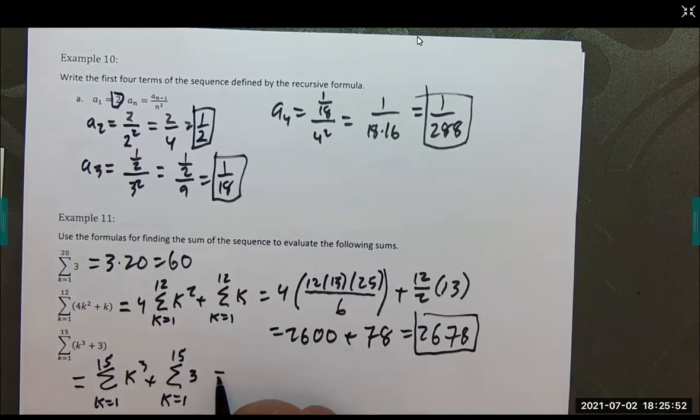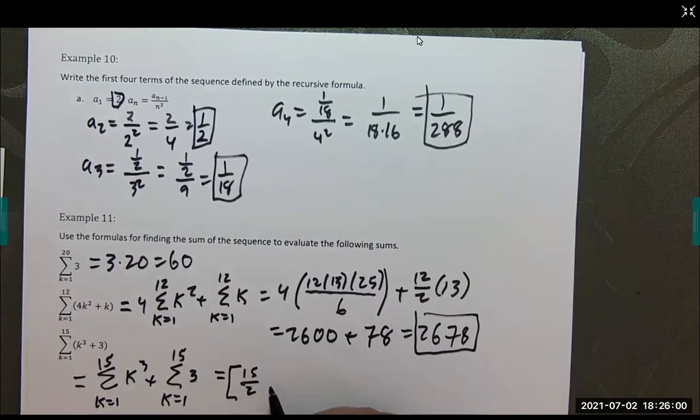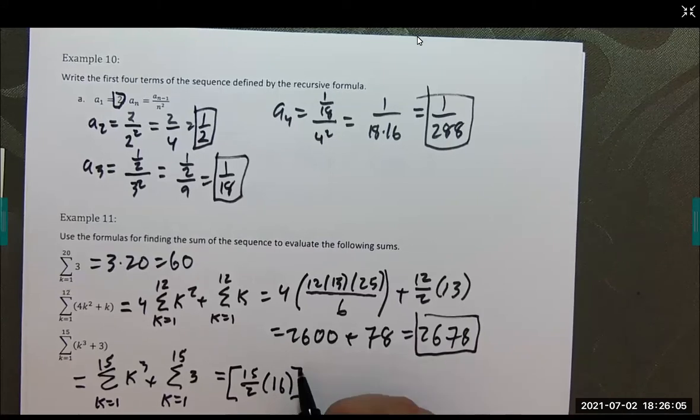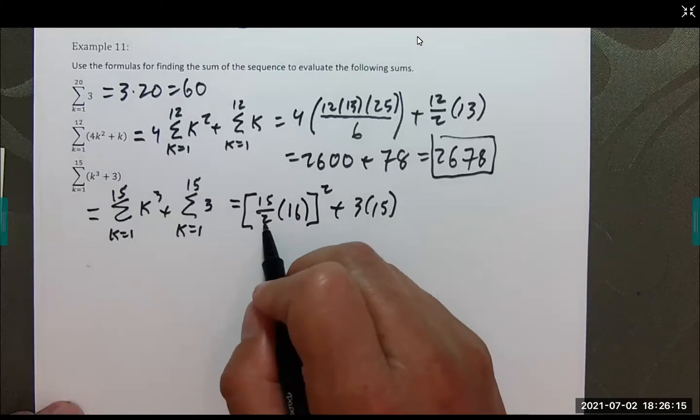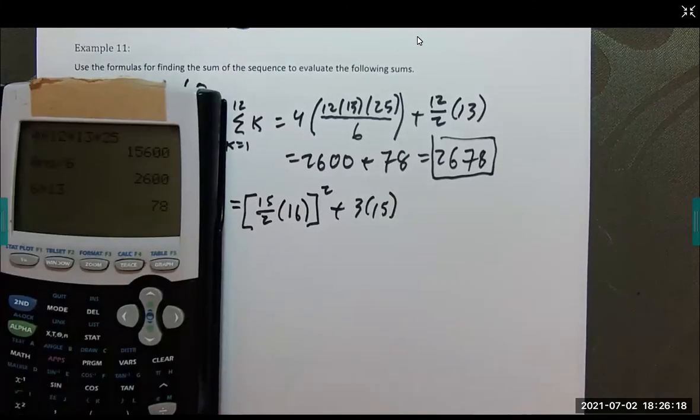All right, so here we go. This becomes n is 15 over 2 times 15 plus 1, which is 16, squared, plus 3 times 15. 16 divided by 2 is 8. 8 times 15. Here, let's just do this. Let's do 15 times 16 divided by 2 squared.